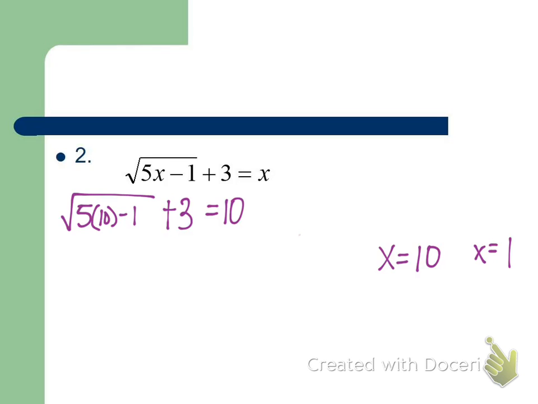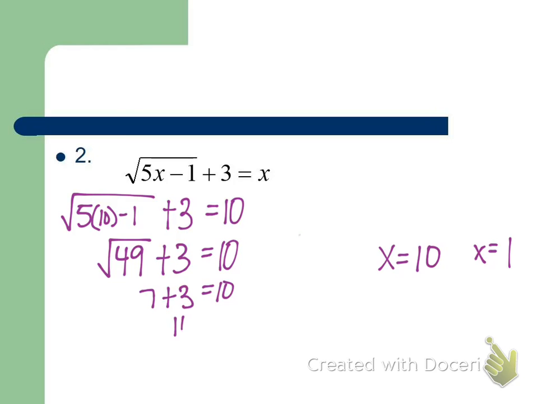Under the radical, 5 times 10, 50 minus 1. Okay, I'm okay if you do both of those steps at the same time. Square root of 49. What is 7 plus 3? So is 10 extraneous? No, that one is happy. That's not extraneous.